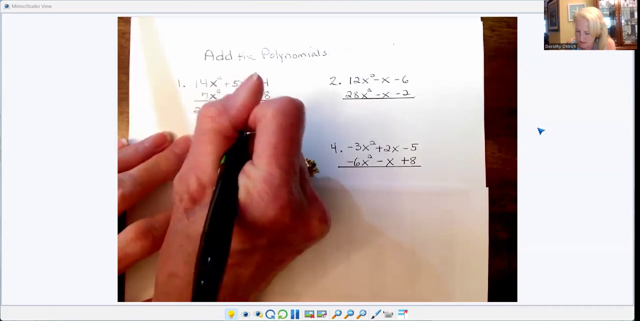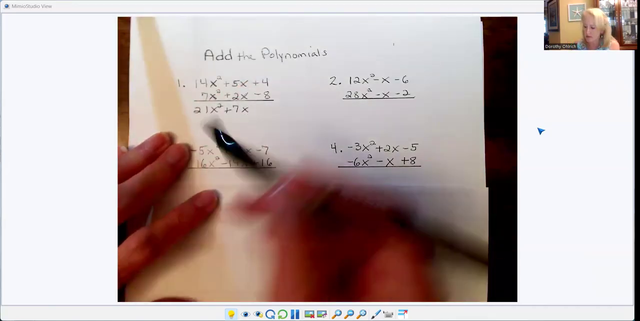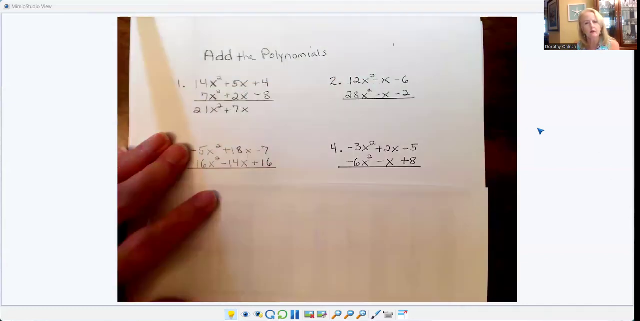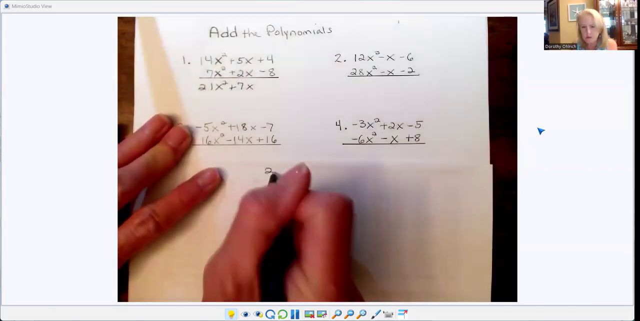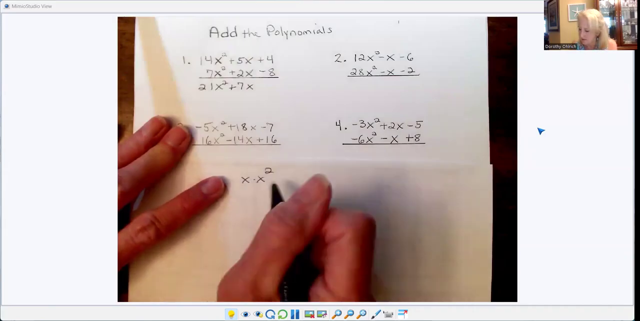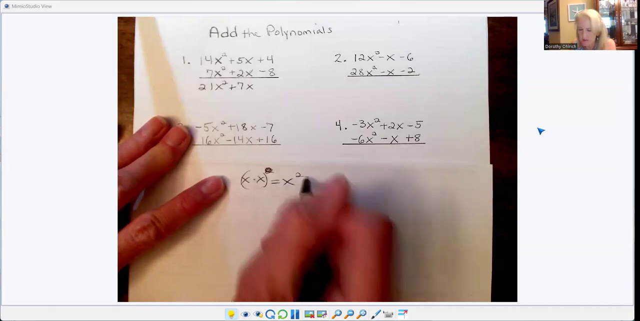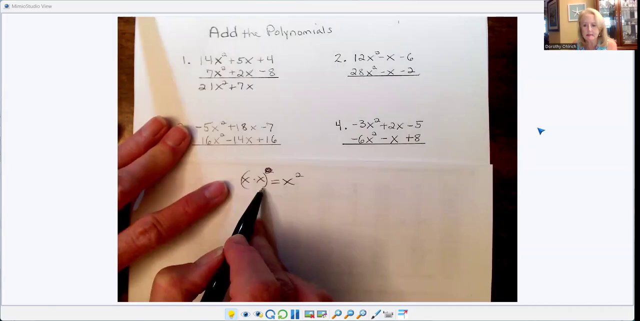5 and 2 is 7x. Does that become x squared? No. When you add them, it's 5 of these plus 2 of these is 7 of these. So then when does it become x squared? If I'm multiplying, if I have an x times x, that becomes x squared, because that 2 means the x is being multiplied twice.